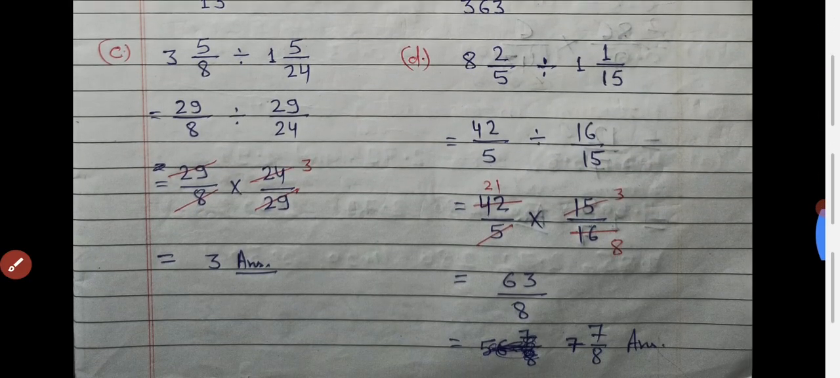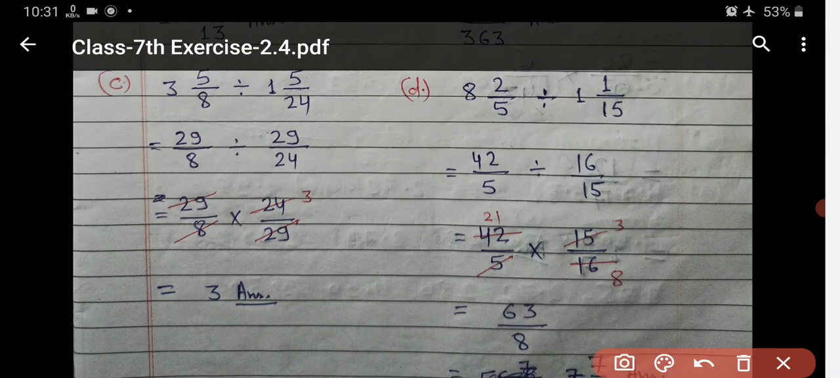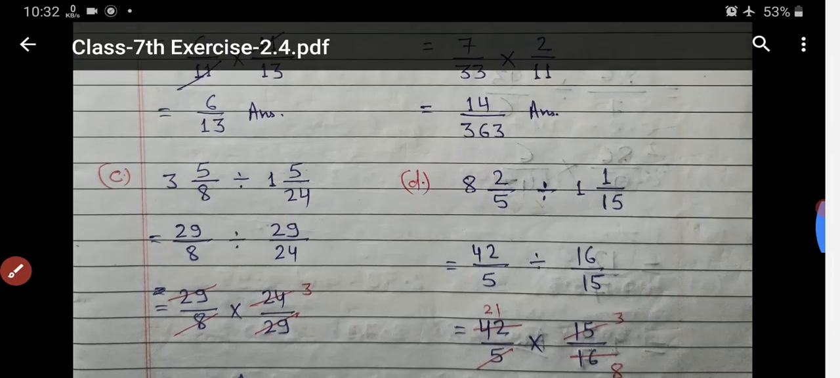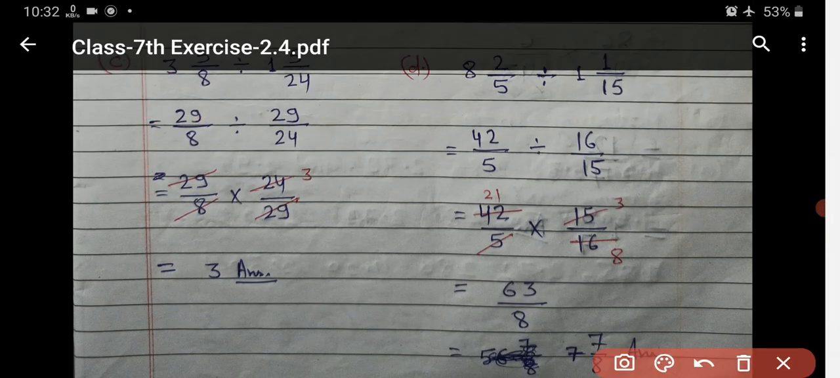In C part, 3 5 by 8 divided by 1 5 by 24. Now 8 3s are 24, 24 plus 5, right? 29 by 8. Now 24 ones are 24 plus 5 equals 29 by 24. Now just convert this divide into multiply. The number will be reversed. Now just cut 29 by 29, and 8 ones are 8, 8 3s are 24. So write here only 3 upon 1, or you can write here 3.